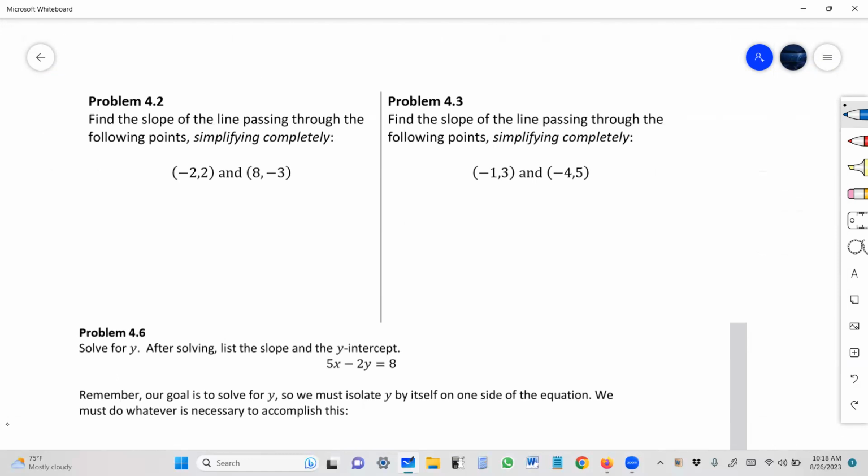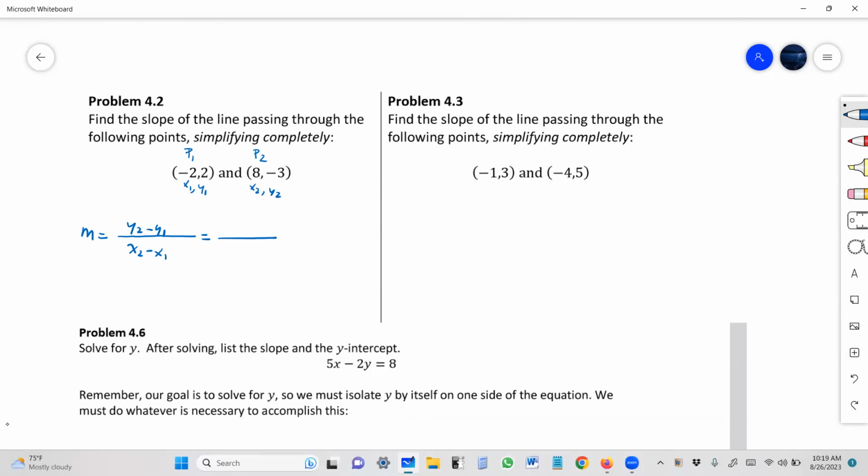So we want to find the slope of the line passing through these points. I'm going to call this point 1, and I'm going to call this point 2. Then the first coordinate is x1, second is y1, x2, y2. So now we have to remember the formula. You remember the formula from before, right? I'm going to write it here again: y2 minus y1, over x2 minus x1.